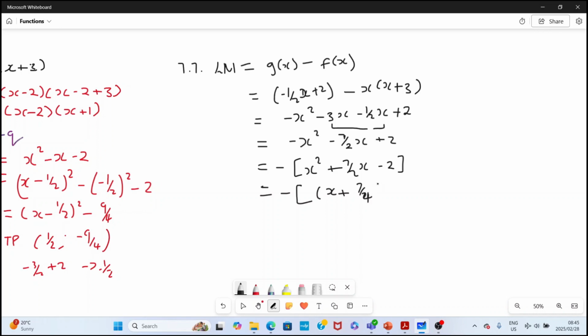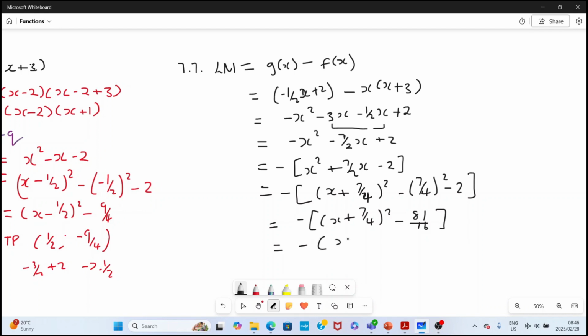We are already doing the complete square. This all squared minus 7 over 4 all squared minus 2, right? And then this will reduce to x plus 7 over 4 all squared minus 81 over 16. But if we multiply this by the minus sign, then we will have minus x plus 7 over 4 all squared plus 81 over 16.